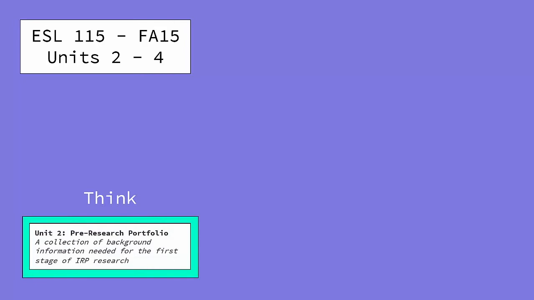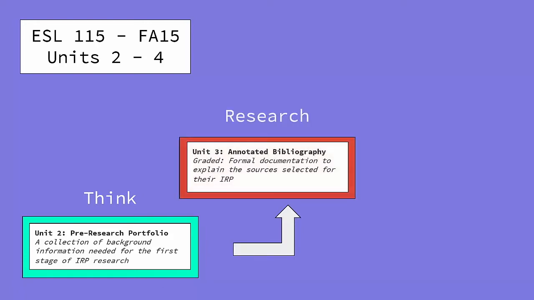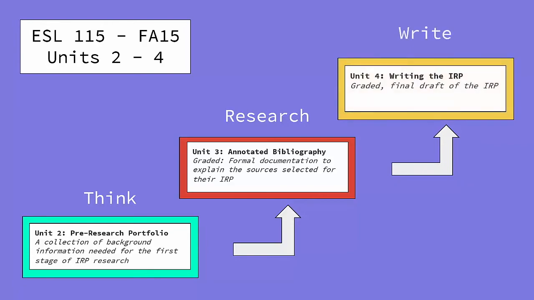All of these units build towards producing a final product, and that is your final research paper. In this slide, you'll get a better idea of how Units 2, 3, and 4 are connected. So we'll start with Unit 2, the pre-research portfolio. And this is going to ask you to think in depth, to think critically about the topic that you choose for your research paper. Then we'll move to Unit 3, which is the annotated bibliography. This is an assignment that's designed to make sure you make the most out of the research that you do. Finally, we'll combine steps 2 and steps 3 into some writing and produce the final research paper.